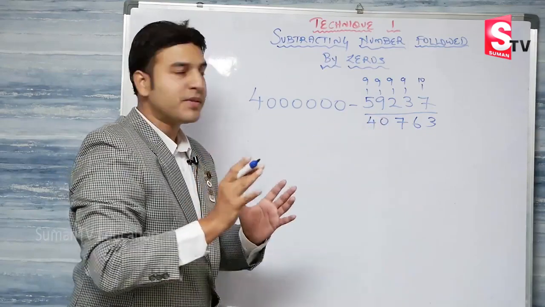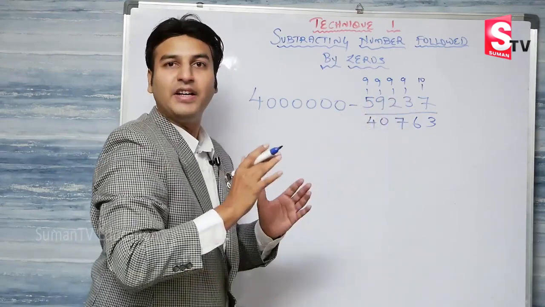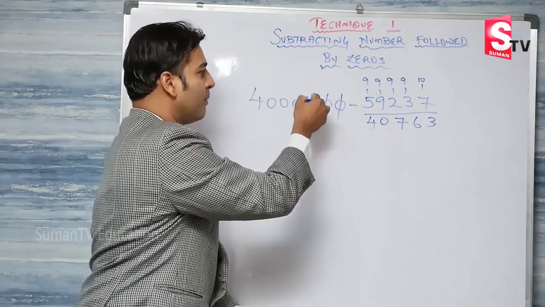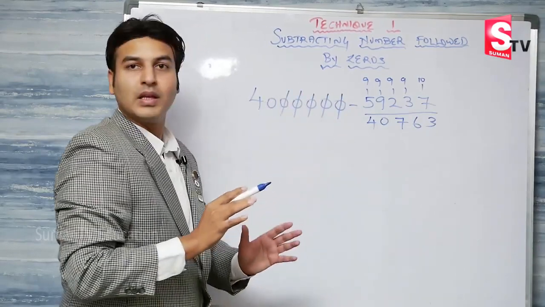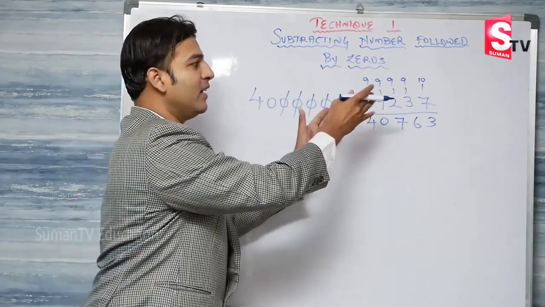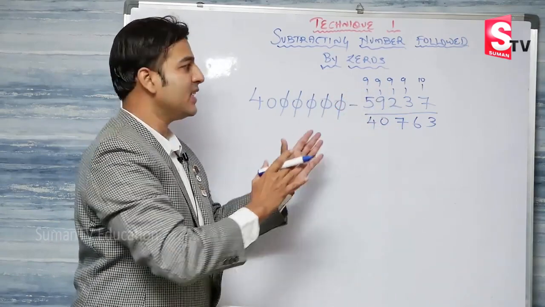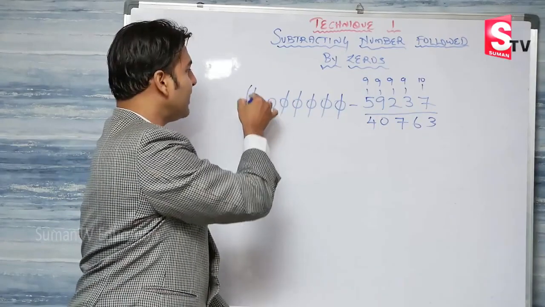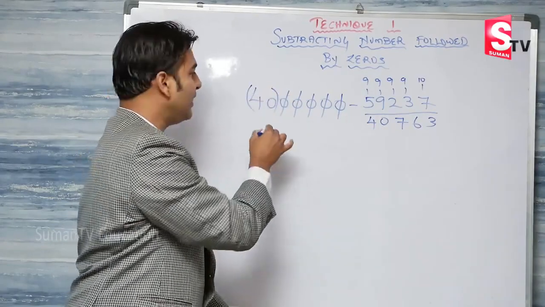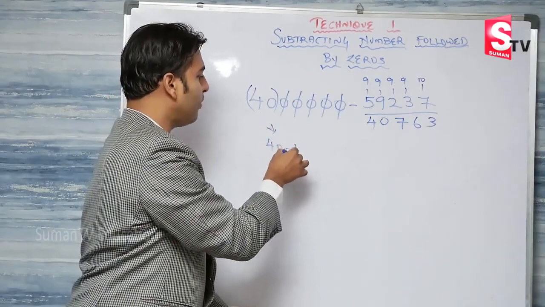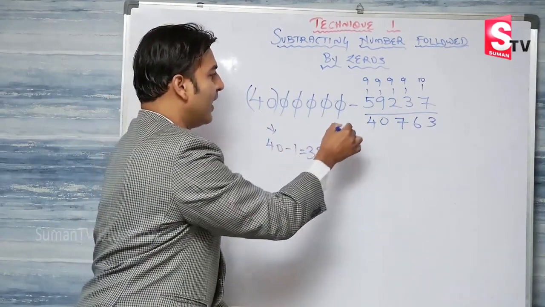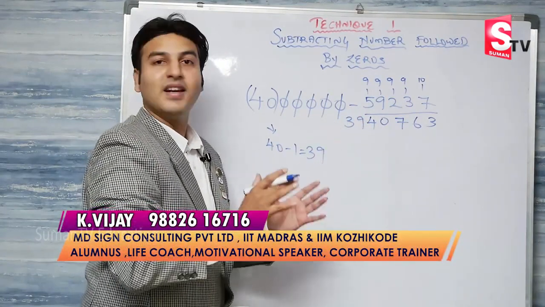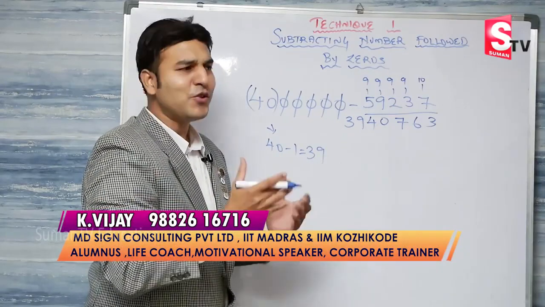Okay, so what we should observe is this is a 5-digit number. 59237 is a 5-digit number. So what I should do is I have to slash off these 5 zeros. So it all depends on the numbers you have on the right hand side. Since it's a 5-digit number, I am slashing out 5 zeros. The number that is left is 40, and this number should be decremented by 1. So I get 3940763.